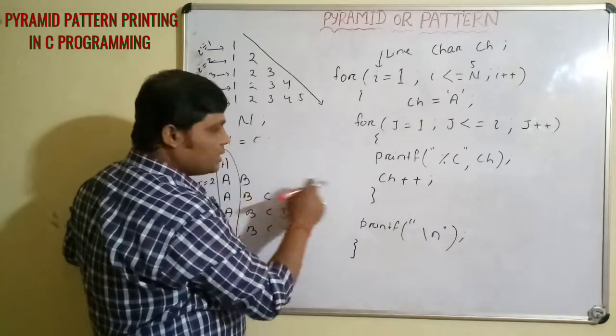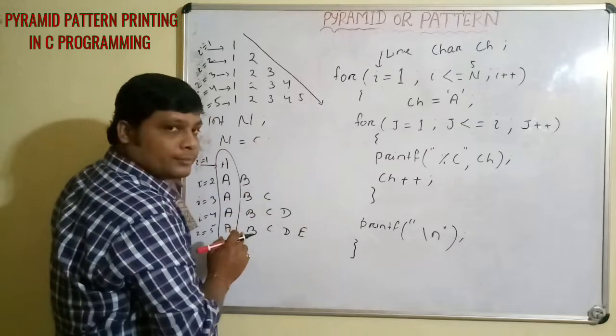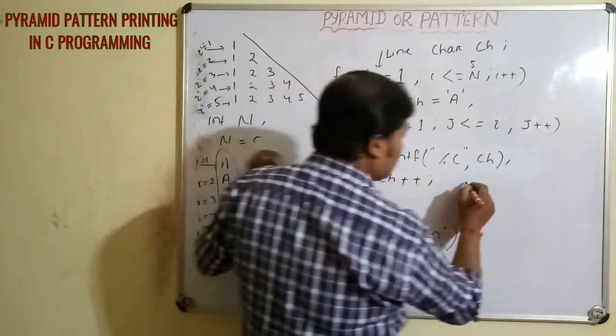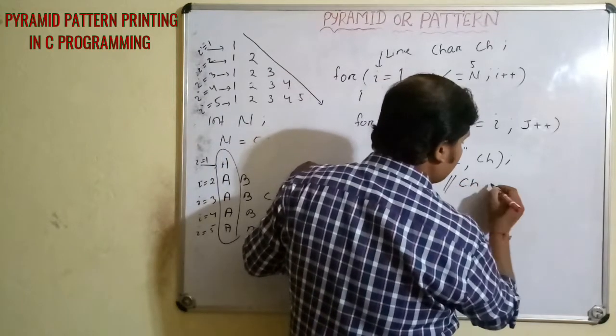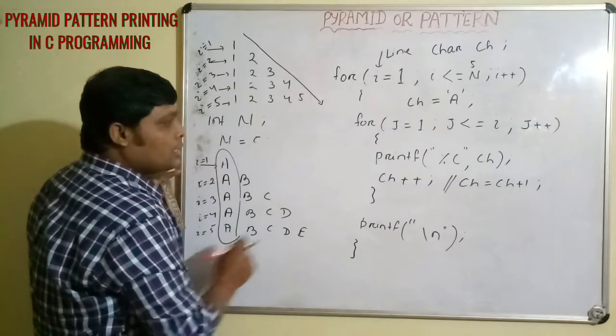CH will be plus plus. A, B, C, plus plus, incremented way. This is incremented. Clear? So CH will be plus plus. Otherwise, you can write CH equal to CH plus 1. Clear?